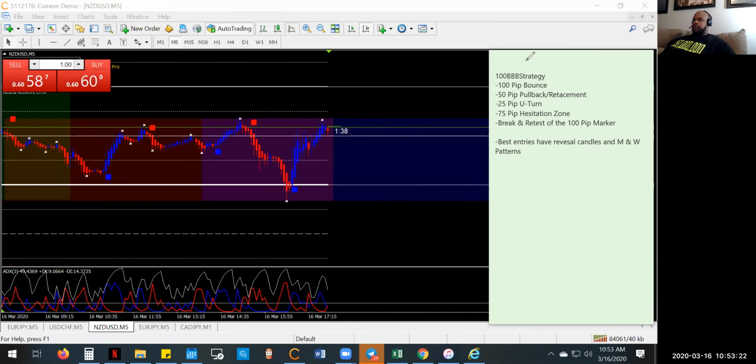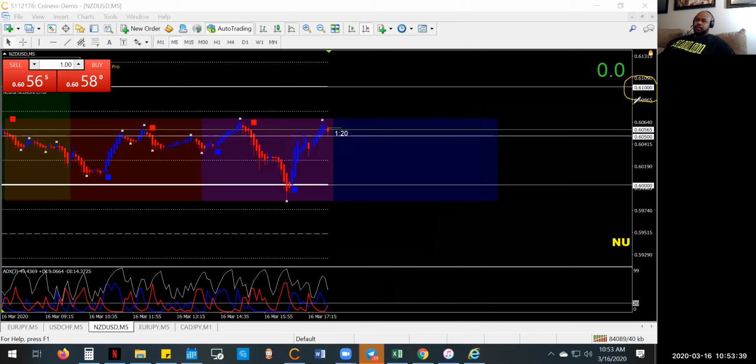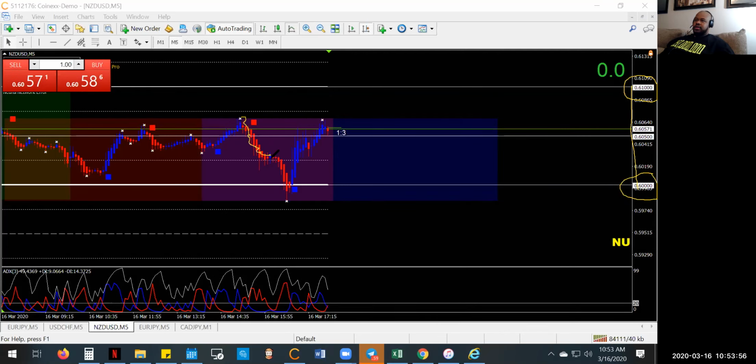So first, we'll start with the 100 pip bounce. I want you to notice that this right here, ladies and gentlemen, to the right of your screen says 61.00. That's a 100 pip marker. This below here is 60.00 even. So between this line and this line is 100 pips. As this market this morning was approaching the 100 pip marker, we see our BBB strategy play out, the 100 pip bounce.